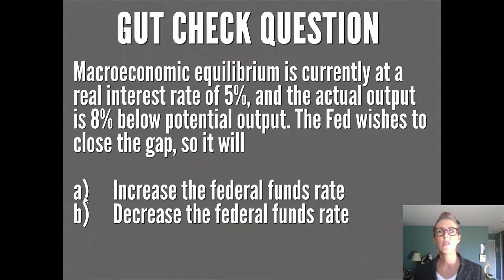So the state of the economy is a recession, or you're below potential output. So you're going to want to cut interest rates. B is the correct answer.